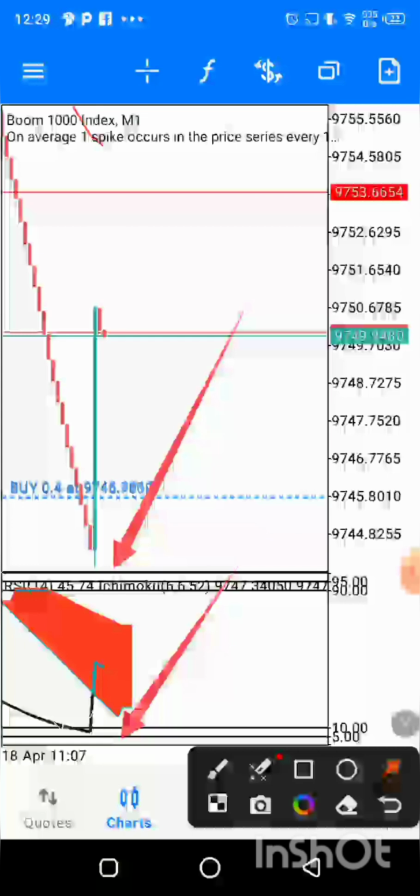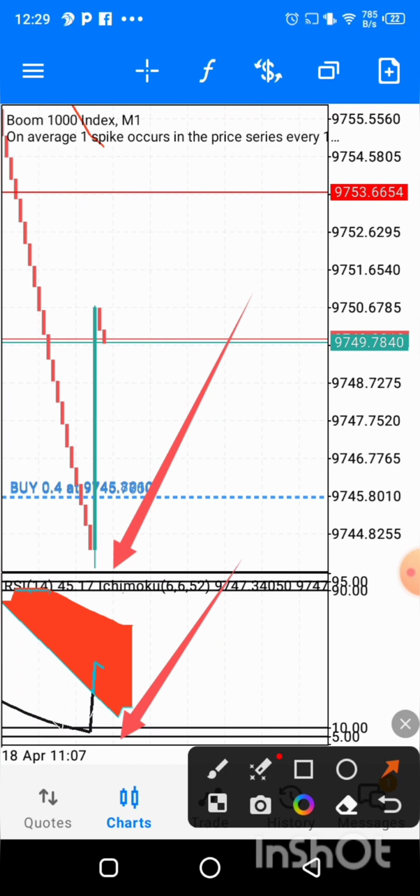So this is the strategy I want to show you guys right now, and also the settings. There's so many things I've done, like I've implemented some stuff here so as to enhance this strategy for a better experience. So you guys will get good results from trading with this strategy.